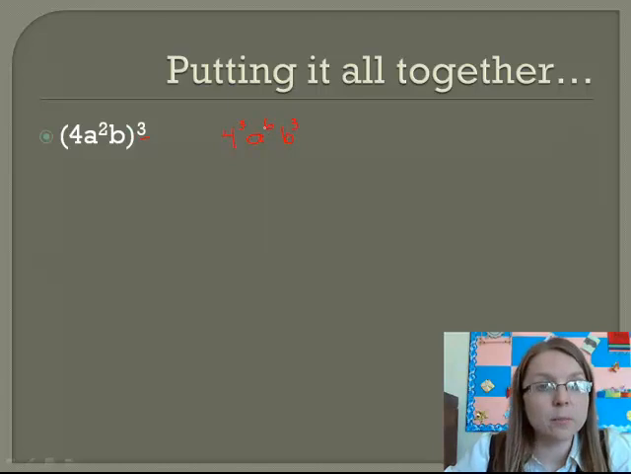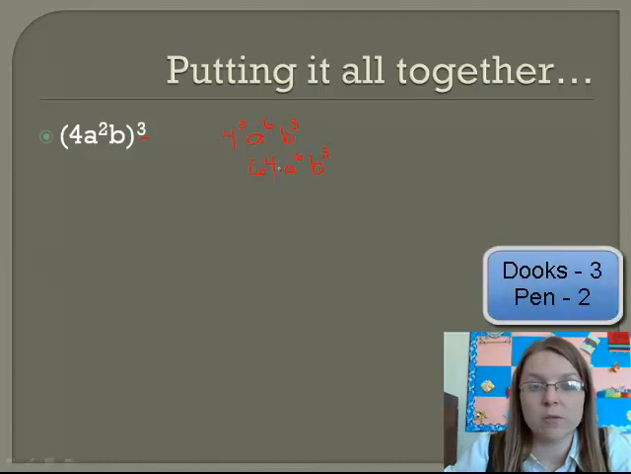Now, math loves simple, so we got to make that simpler. So 4 to the power of 3 is 4 times 4 times 4. So that gives us 64. And then we have a to the power of 6 and b to the power of 3, or b cubed. So that would be our final answer. That's as simple as we can make it.